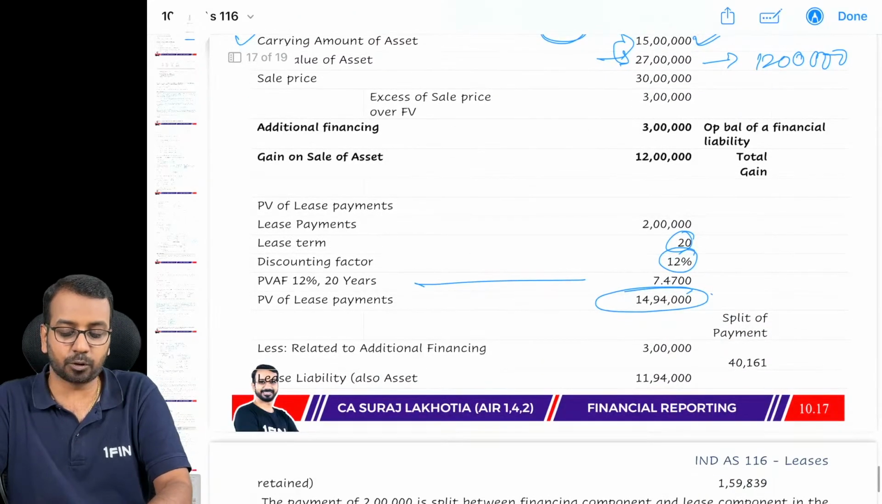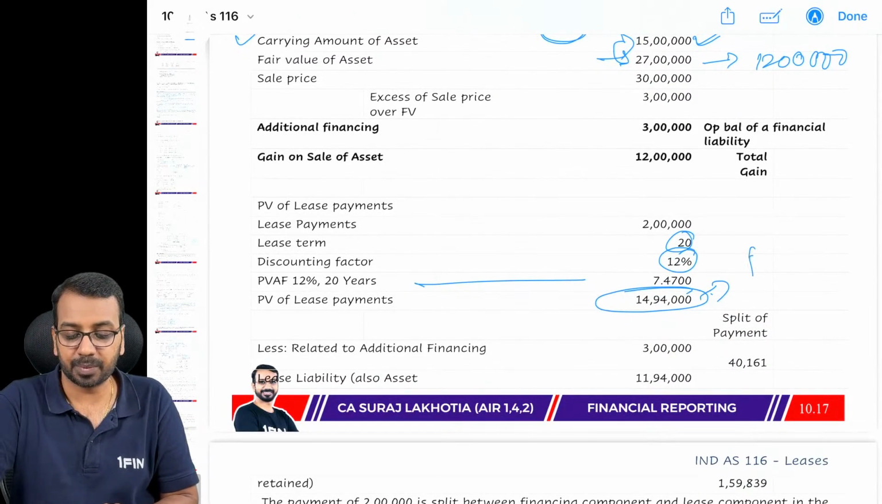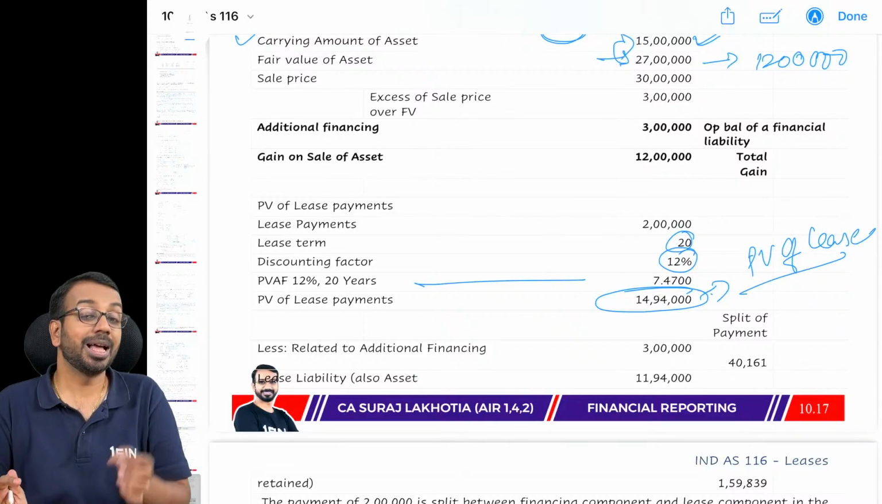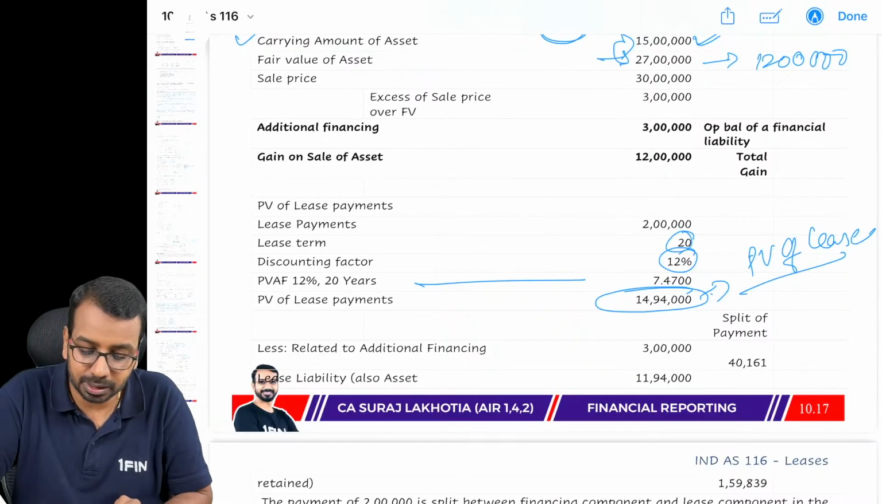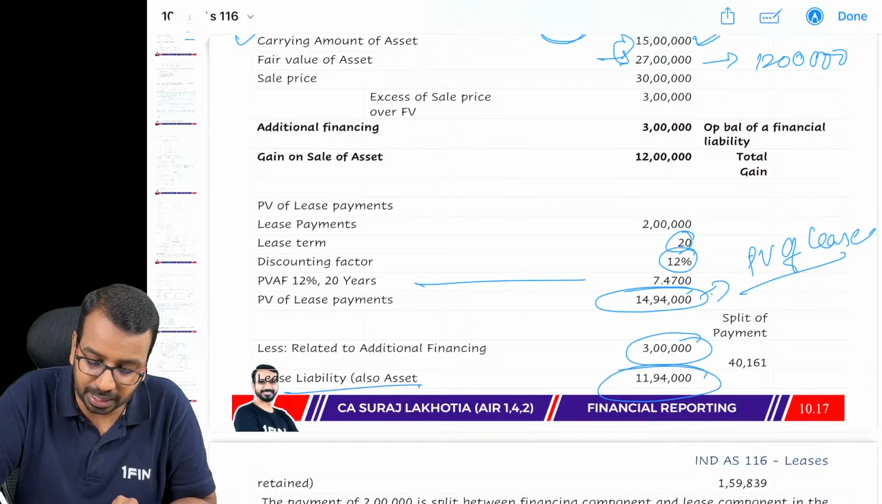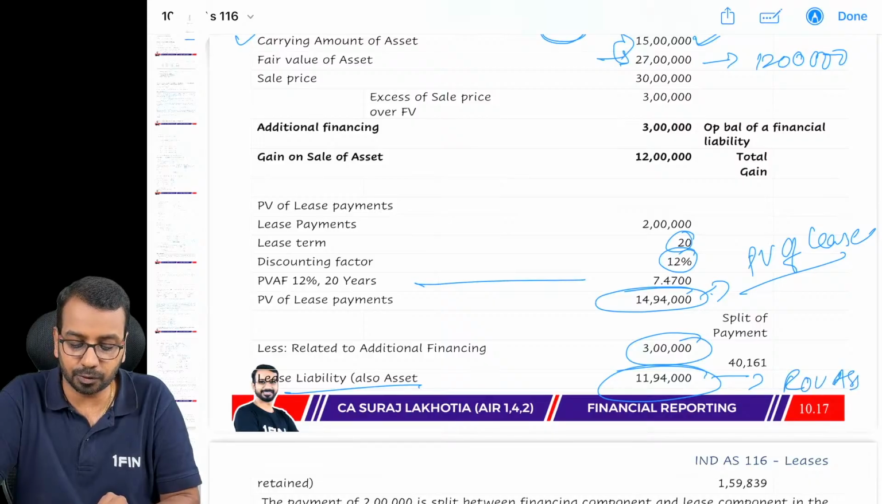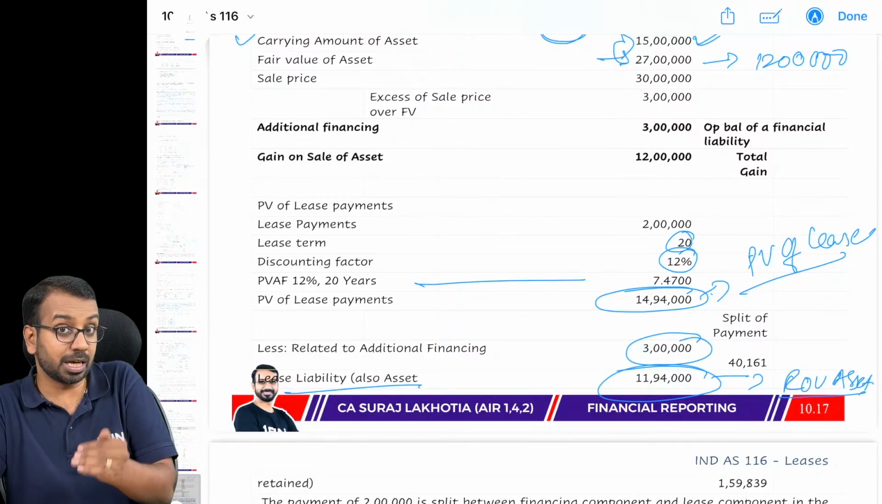This 14,94,000 is the present value of lease payment, or present value of total payment. How much is the present value of loan? 3 lakhs. So the balance will be considered as lease liability and this will be considered as the corresponding right of use asset retained. We'll see how we account for it.